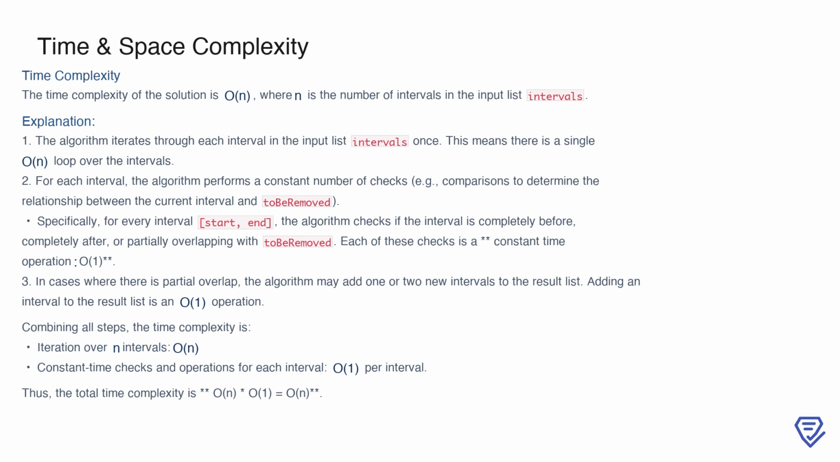These checks are simple comparisons and take constant time, or O(1), for each interval. When there's a partial overlap, the algorithm may add 1 or 2 new intervals to the result list, which is also an O(1) operation per addition. By combining the single iteration over n intervals with these constant time checks and operations, the overall time complexity simplifies to O(n). This ensures that the algorithm processes the input efficiently, regardless of the specific intervals provided.